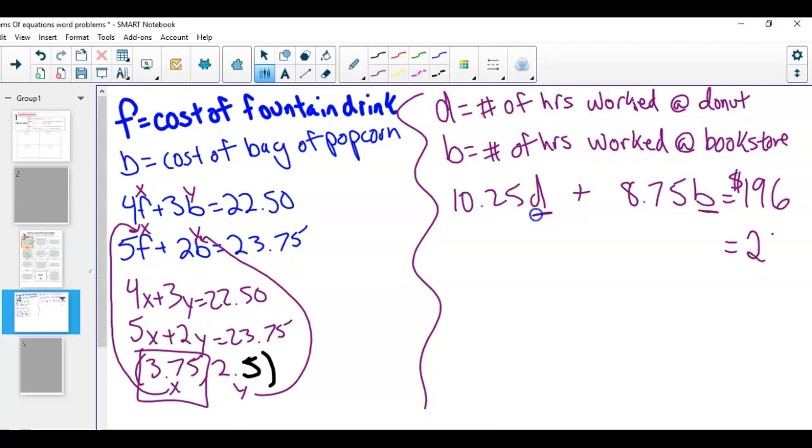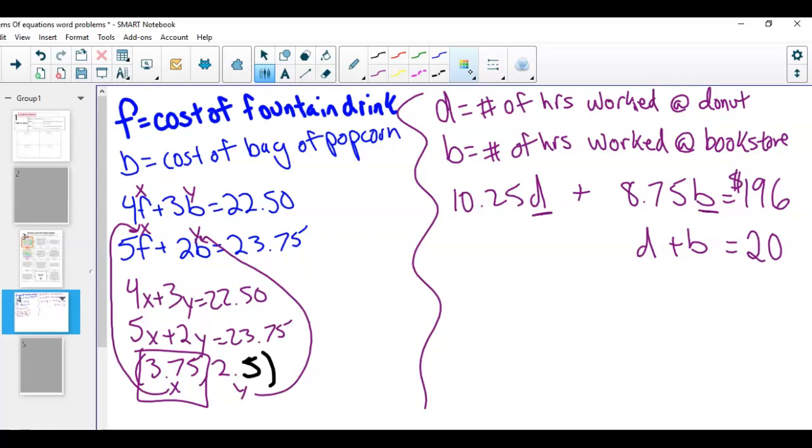But to get the total number of hours he worked, I would need to know the number of hours he worked at the donut shop and the number of hours he worked at the bookstore and add those together. So these are going to be my two equations. 10.25D plus 8.75B equals 196, and D plus B equals 20. I'm going to fix this so it looks a little bit nicer. Alright. This one I'm going to solve by substitution.